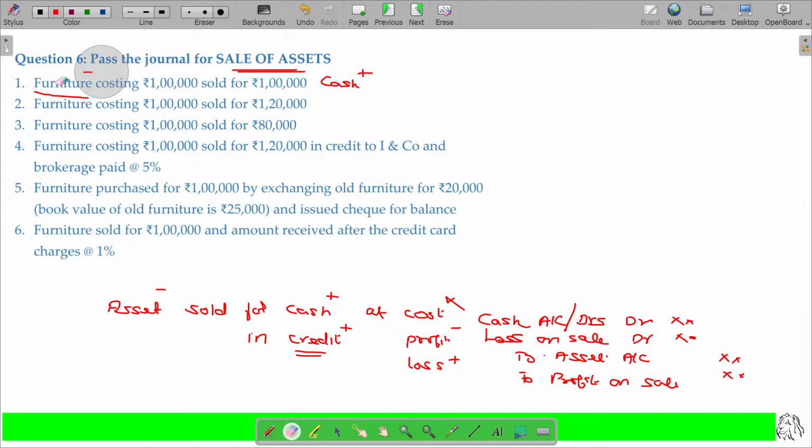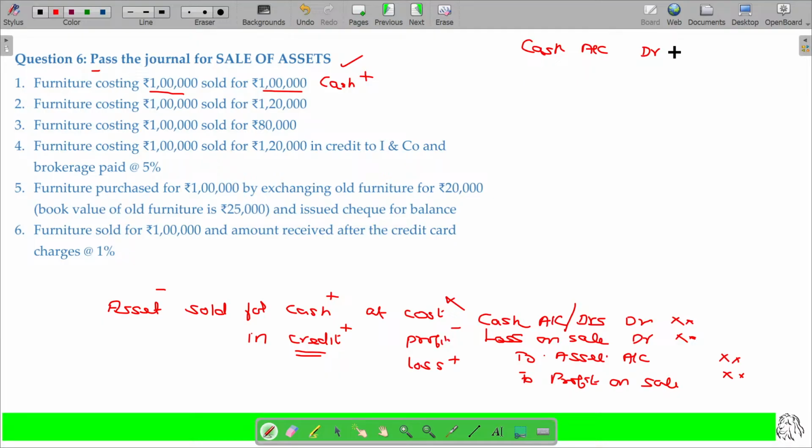Let's start with the first question. Furniture costing 1 lakh sold for rupees 1 lakh. So furniture goes out, so minus, and cash, we assume as nothing is stated, comes in. Cash is debit. Value being 1 lakh as per the books and sold is also 1 lakh. It means no profit, no loss. The journal entry being cash is debited, cash or bank account debited. Cash and bank are used interchangeably. You should not have the confusion. Sir, here cash or here it's bank. No, we can use cash or bank interchangeably unless specifically stated.